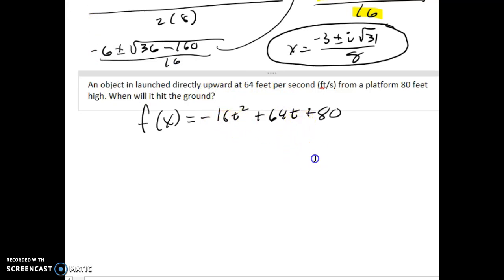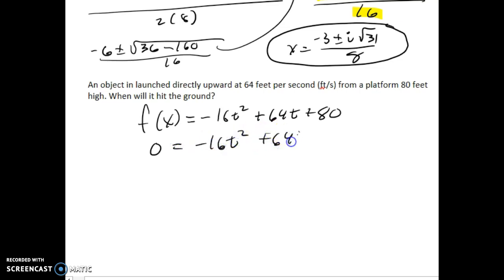It's the same deal. We have the function written right there with the 64 and the 64 and then the 80. So this is the formula. Whenever you throw something in real life, this will actually model our height for us. And we want to know when it hits the ground. So when we hit the ground, what is our height? Well, it's 0. So this would be 0 is equal to negative 16t squared plus 64t plus 80.